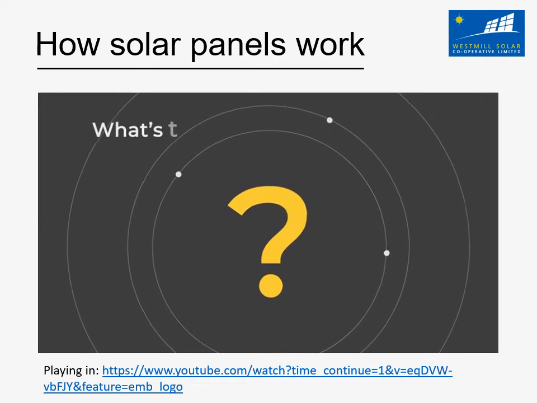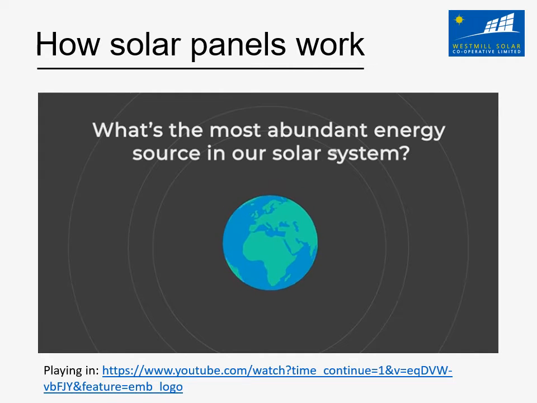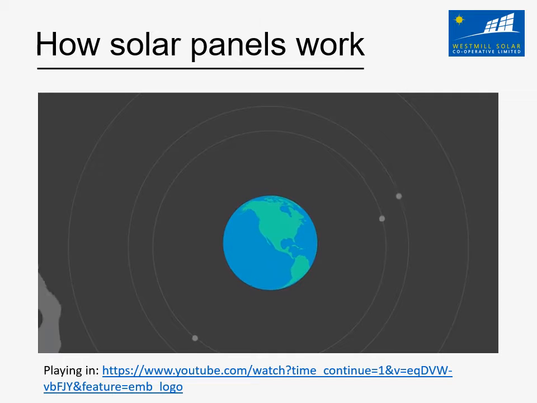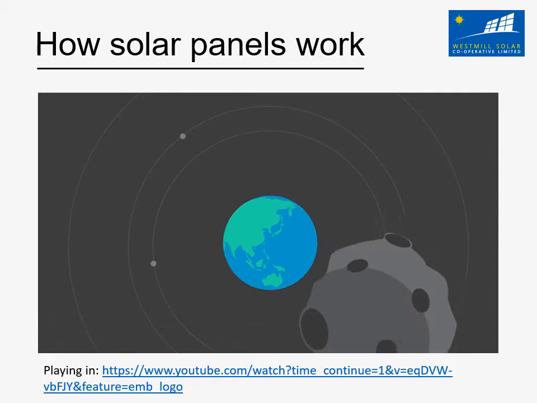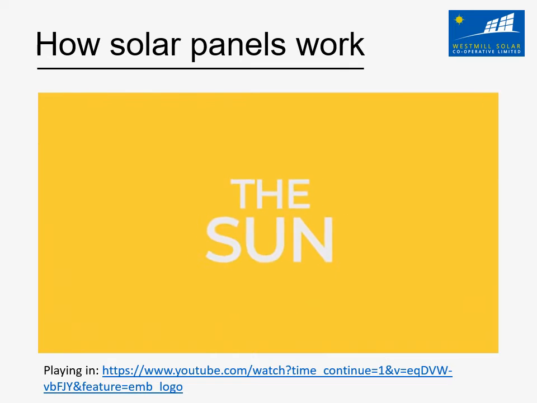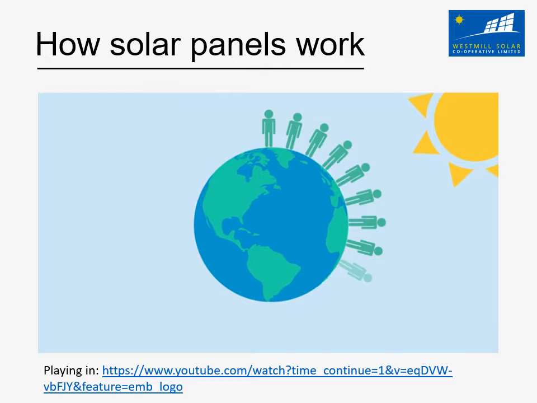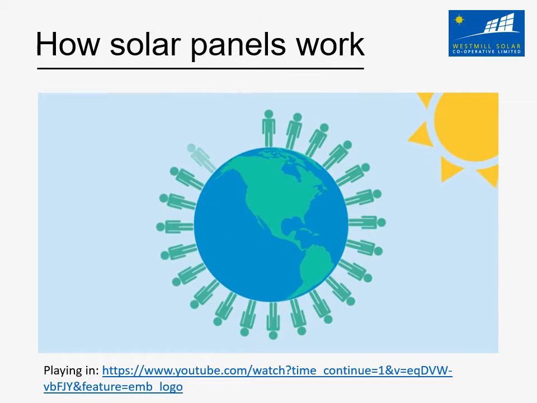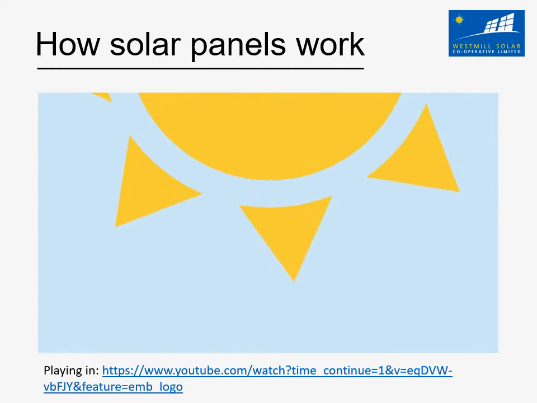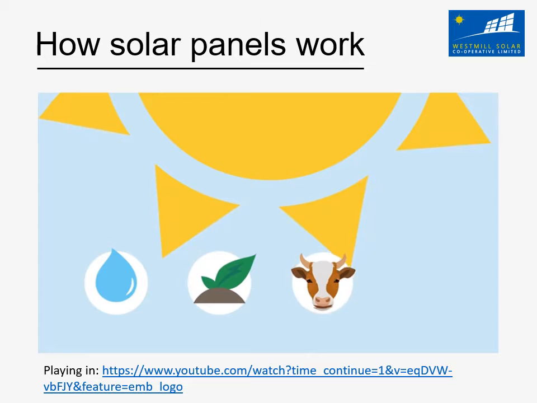Question: what's the most abundant energy source in our solar system? Here's a hint. It's 1 million times bigger than the Earth, and without it, our planet would be a dark, cold rock floating in space. You guessed it, the incredible, brilliant sun. The Earth gets more energy from this ball of fire and gas in one day than the whole world's population uses in an entire year. Every living thing depends on the sun for its existence, from tiny microbes deep in the ocean to plants, animals, and people.